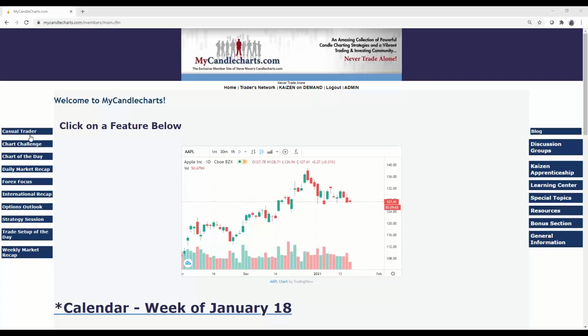Over here on the left-hand side, you see a listing of blue buttons, starting with Casual Trader, Chart Challenge, and moving all the way down. You'll also see a listing of blue buttons off to the right. Let's try not to confuse you here. The blue buttons on the left side are sessions that are updated on a regular basis. Those blue boxes on the right, which I will get to in a little bit, are sessions or components of the site that really don't change that often. And I'll get into each one specifically.